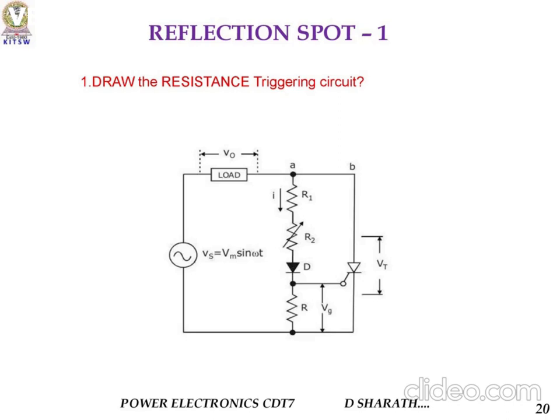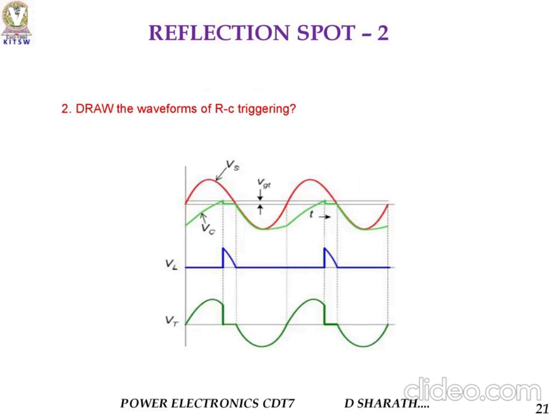Coming to the reflection part, you have to know the circuit diagrams of R triggering, RC triggering and UJT triggering, and how each circuit diagram will be displayed. You have to understand which terminals are to be varied in order to trigger the gate pulse of the SCR. Coming to reflection part 2.